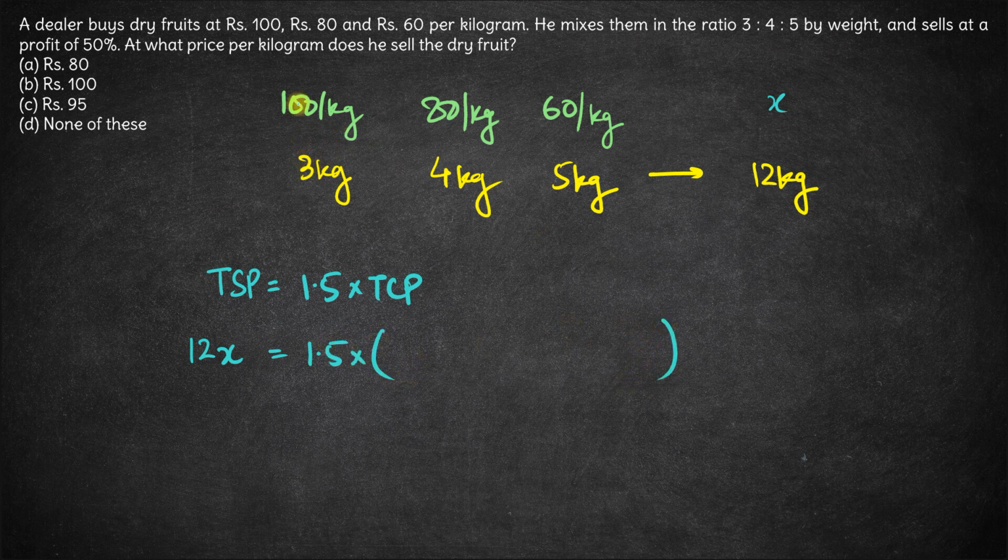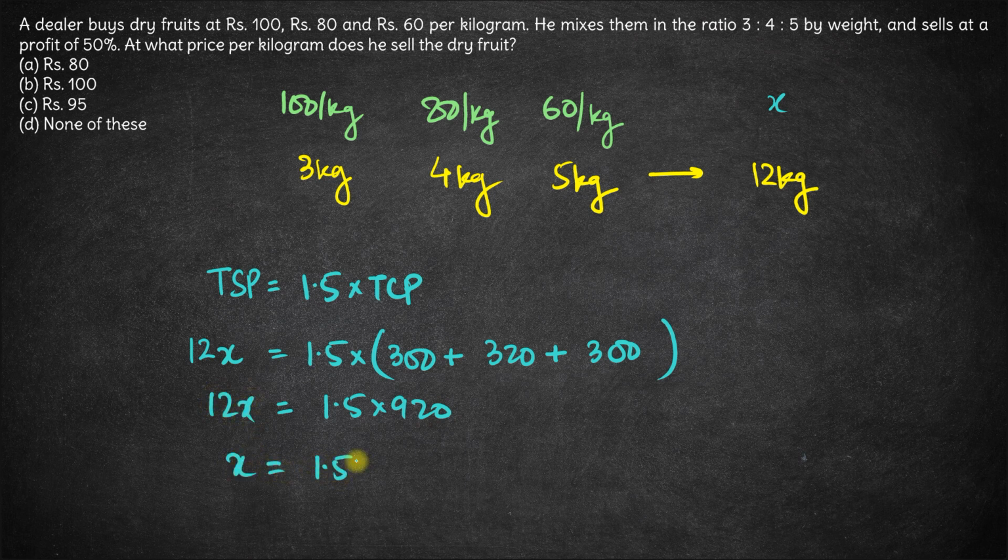Now this 3 kg is bought at 100 rupees, so the cost price of this 3 kgs will be 300 rupees. Similarly, the cost price of these 4 kg will be 4 into 80, 320 rupees. And the cost price of these 5 kg will be 5 into 60, which is 300 rupees. So we have 300 plus 320 plus 300, which is 920. 1.5 into 920 is 12 into X. Hence, X comes out to be 1.5 into 920 divided by 12.